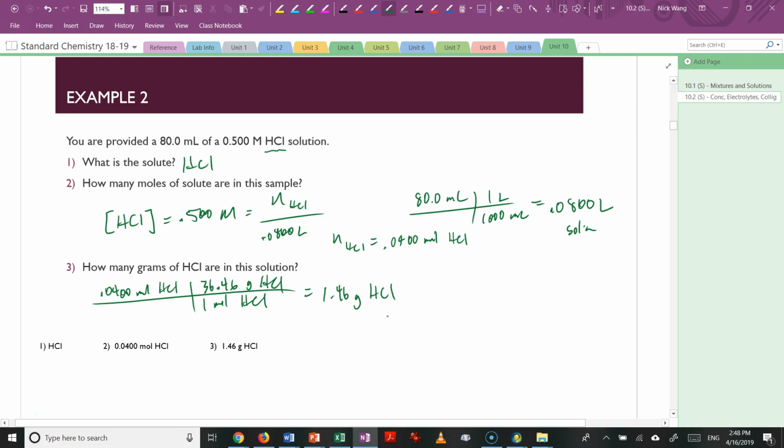And we know that because if there's 1 liter of solution, the same thing as saying 0.500 molar, that's the same thing as saying 0.500 moles per 1 liter of solution. So using that ratio, I can basically rearrange my math to what I need to solve for, and then I can get some other information out of it.